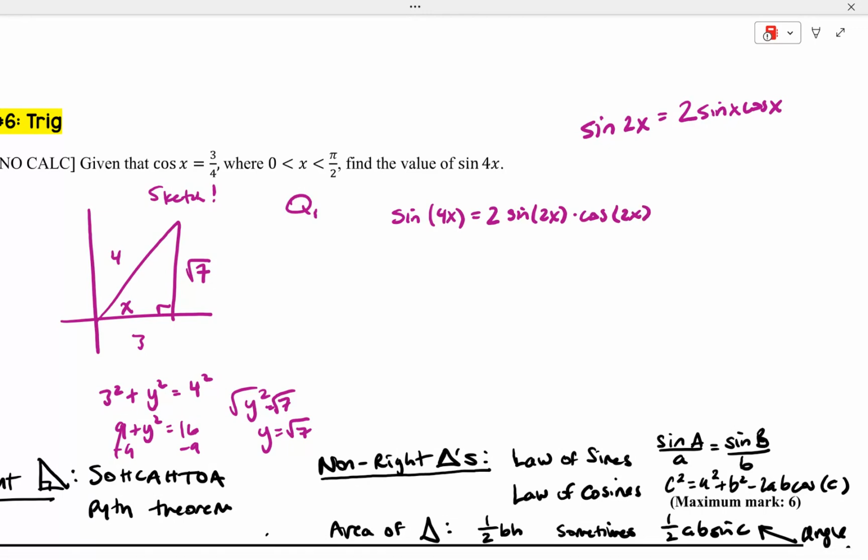right? And then now I have a bunch of stuff I have to deal with, right? So I now have the sine of 4x. I have to expand this guy out. He becomes 2 times 2 sine x cosine x, right? And what about the cosine of 2x? Which one do you guys want to use? The sine squared. Sure. Don't question me.